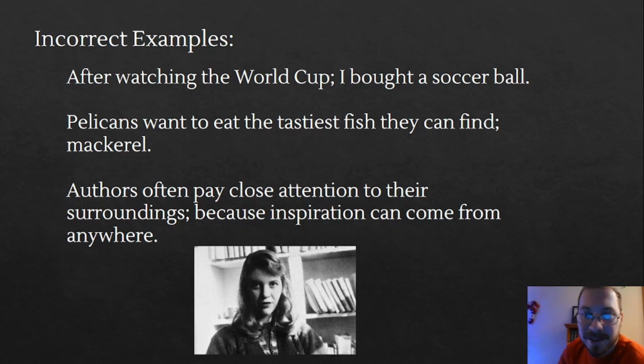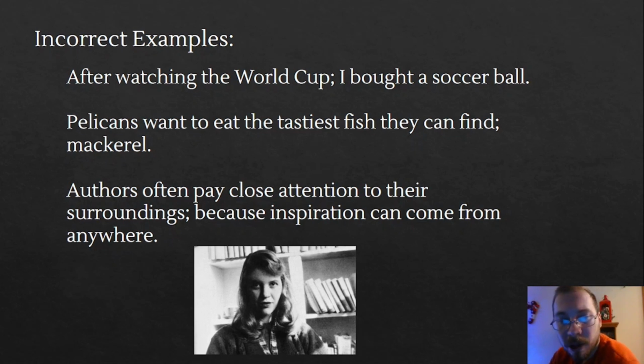Pelicans want to eat the tastiest fish they can find, mackerel. So the first sentence here is independent. It stands alone. It makes sense. It expresses a complete thought. The second part, mackerel, there's no verb and there's no relationship, and it's not a sentence. So you wouldn't connect that with a semicolon.